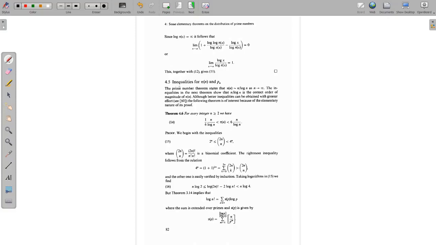Today we discuss section 4.5. This is the last section of chapter 4. In this section, two inequalities will be discussed, regarding pi of n and p_n. p_n is the nth prime and pi of n is the prime counting function.